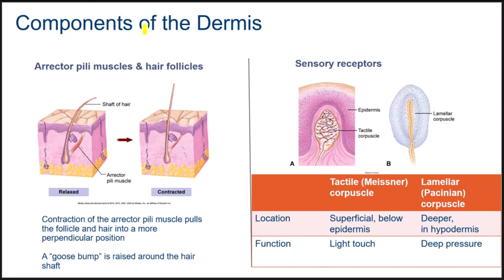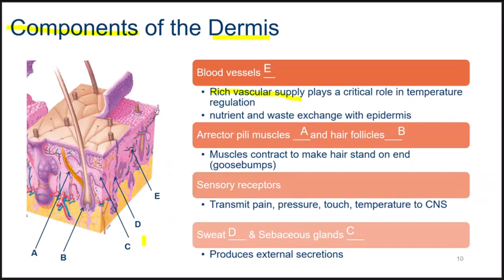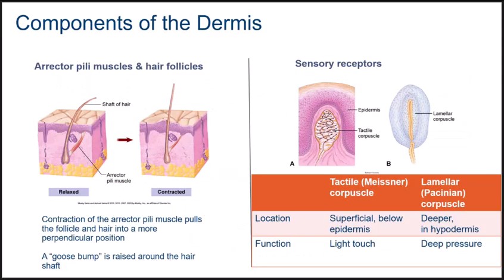Still on the topic of components of the dermis, we're going to look at the erector pili and the sensory receptors, which were introduced here. In this image on the left, you can visualize the contraction of an erector pili muscle, which allows the hair, when contracted, to stand erect, and then you can see that goosebump appearance. It gets the name because of what a goose's skin would look like when a feather was plucked.